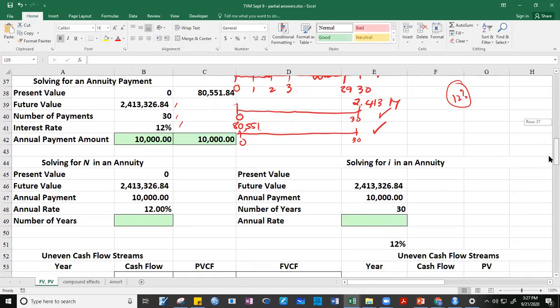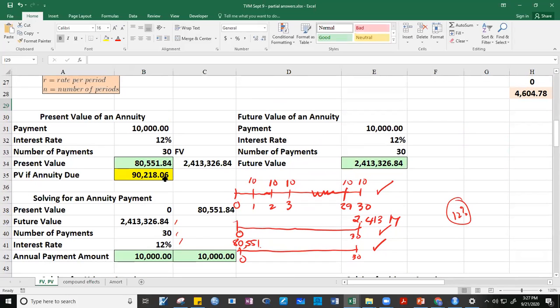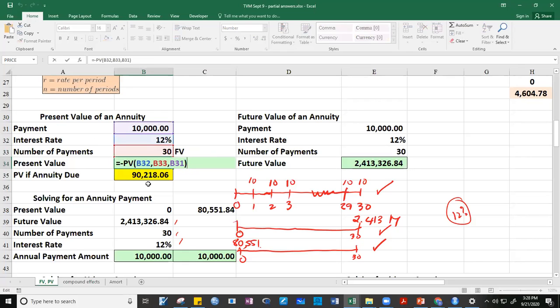Ibig sabihin nagawa na natin to. So dito, this is the same, present value of an annuity. Tinatanong tayo kung magkano yung present value equivalent ng 10,000 over the next 30 years. Tinatanong tayo kung what if it's annuity ordinary or annuity due. Take note, kapag hindi sinabi, kung walang mention, the assumption is always it's annuity ordinary. So we can use that PV function. Naglagay tayo ng negative para maging positive lang yung answer.